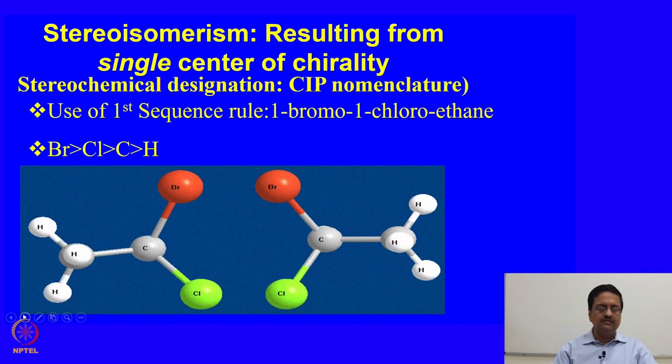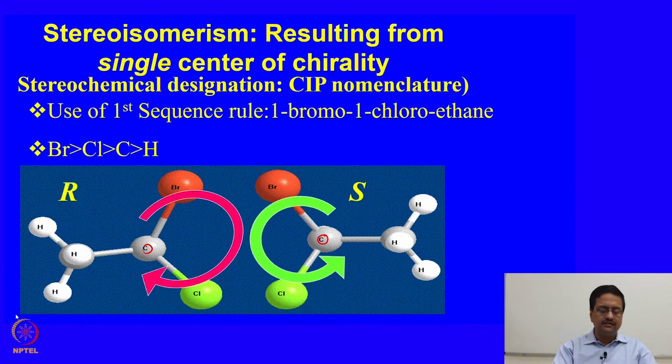Now we see the molecule in such a way that the hydrogen on this carbon is behind the carbon, and on this one it is behind this carbon. Then we try to see the priority of those groups. So bromine gets number 1, chlorine is number 2, and this carbon gets number 3. So 1, 2, 3 is a clockwise rotation, so we write it as R.